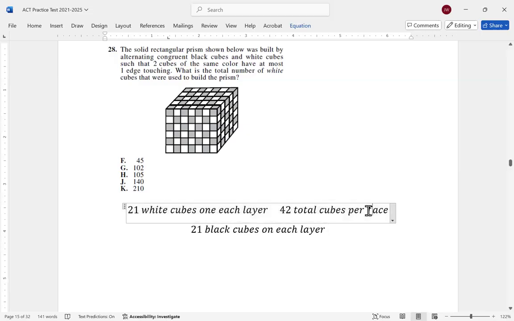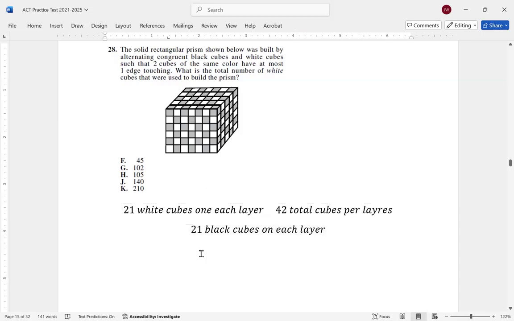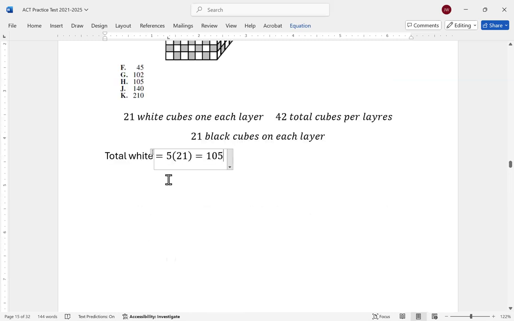And once you do that, now we just have to count the number of layers. So we have a first layer, a second layer, third layer, fourth layer, fifth layer. There's 5 total layers. So the total white cubes is going to be exactly 5 layers of 21 white cubes per layer. That's 105 white cubes total. And so option H is the correct answer to question 28.